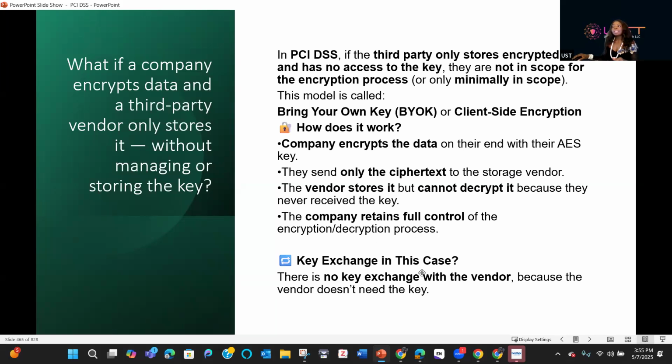Key exchange: in this case, there is no key exchange with the vendor because the vendor does not need the key. The only thing the vendor is doing is storing, housing the data. So there is no key exchange. And that's why we said this falls under reduced scope. Okay, so we'll continue.